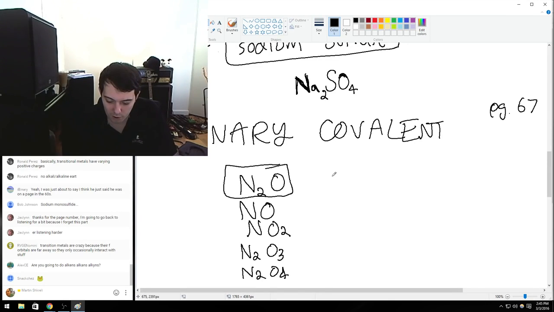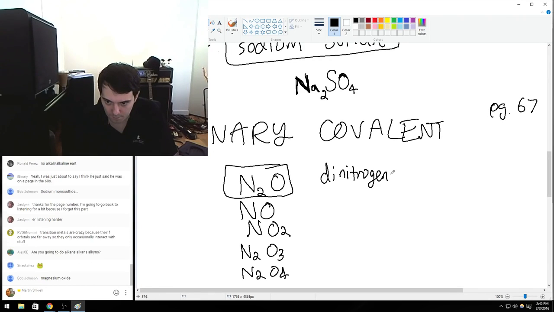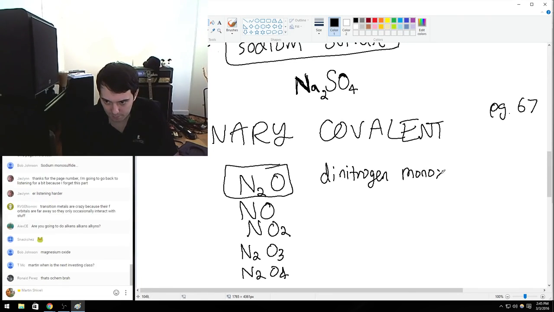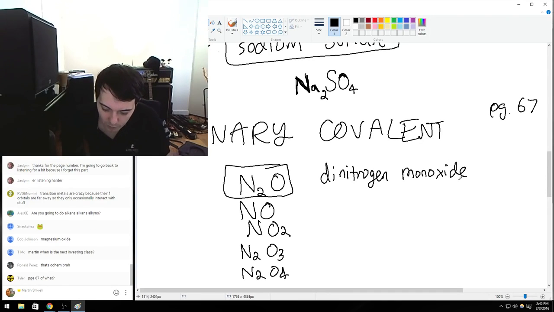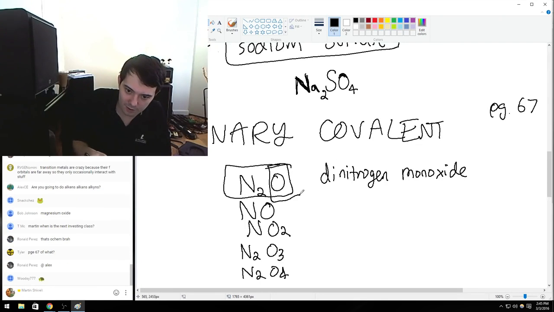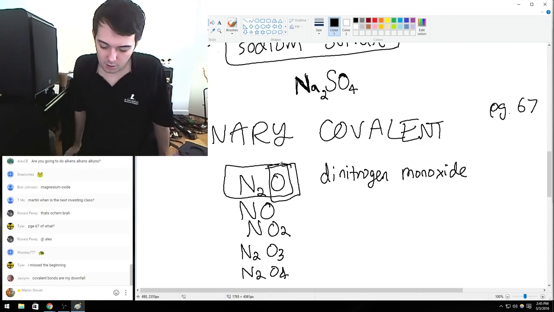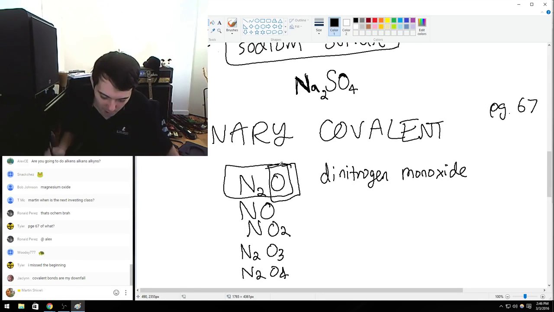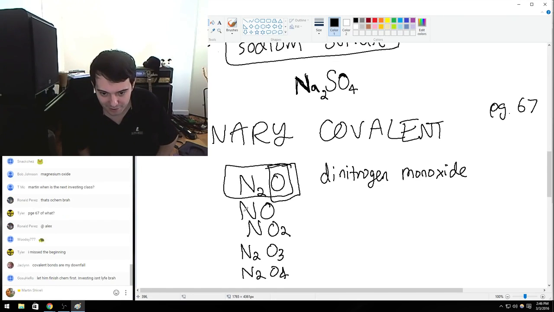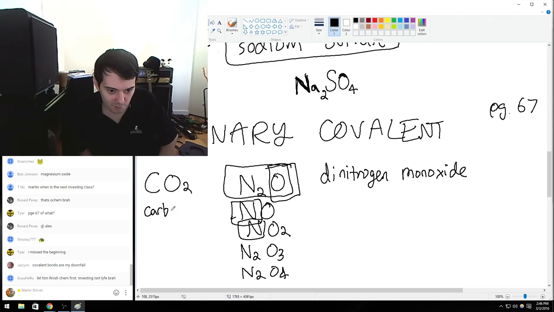Let's start with this one. We're going to call this dinitrogen monoxide. So we always use the anion concept with the "ide," but we will denote them with prefixes, including mono. But we never use mono on the first element. So we're never going to say mononitrogen or monocarbon. So for CO2, it's carbon. Even though it's a mono, we're not going to use the mono for the first one.